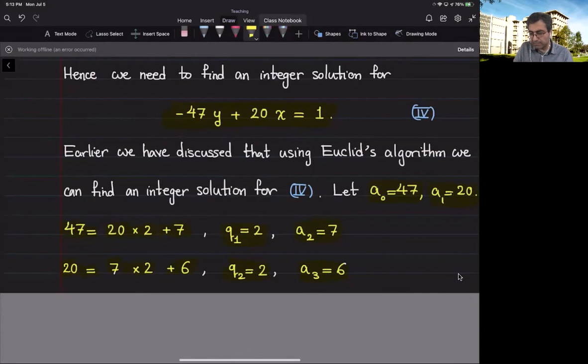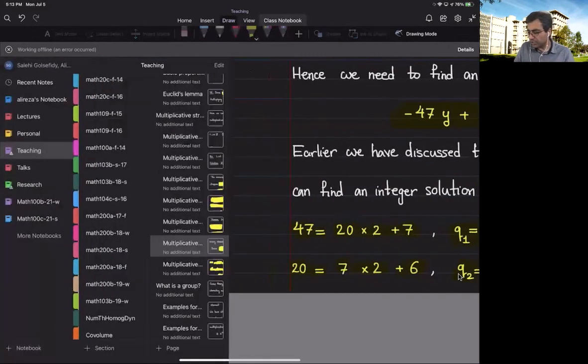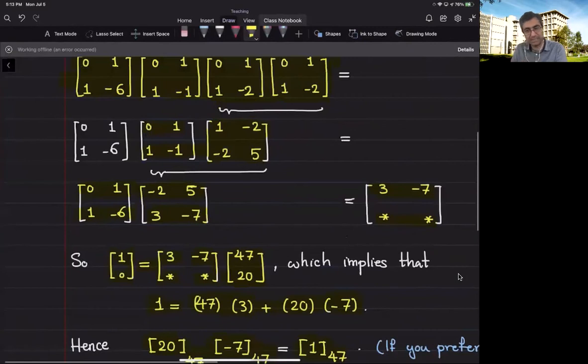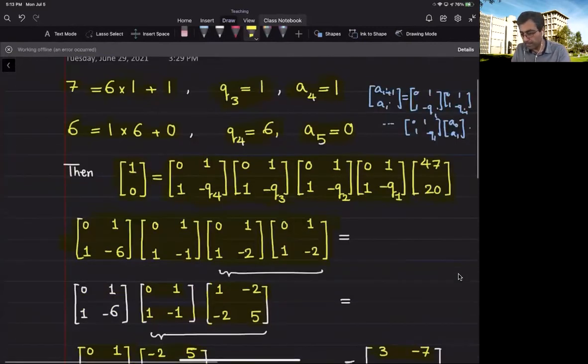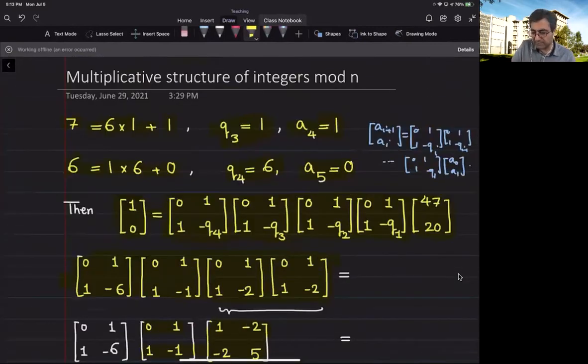Now we divide 20 by 7. The next quotient would be 2. The next remainder would be 6. 6 would be our next term in this sequence. And we continue this process till we get to the remainder 0. So 7 divided by 6, we get quotient 1, remainder 1. And 6 divided by 1, we get quotient 6, remainder 0. And that's exactly where we stop.